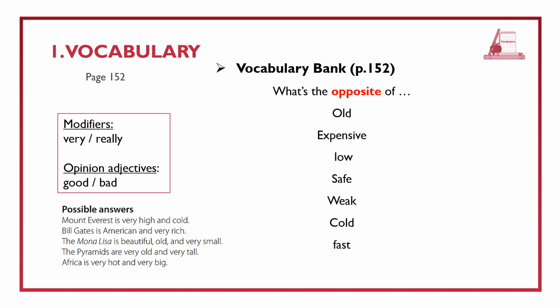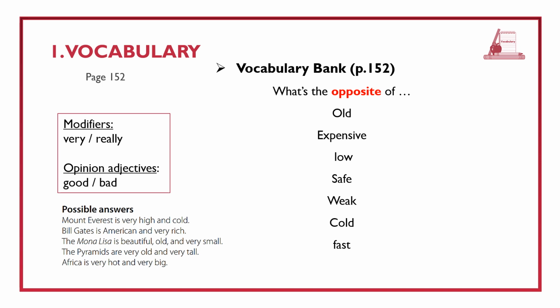So, the possible answers now. Mount Everest is very high and cold. Of course, you can use other adjectives that are suitable, but here we have just some examples. Bill Gates is American and very rich. The Mona Lisa is beautiful, old, and very small.